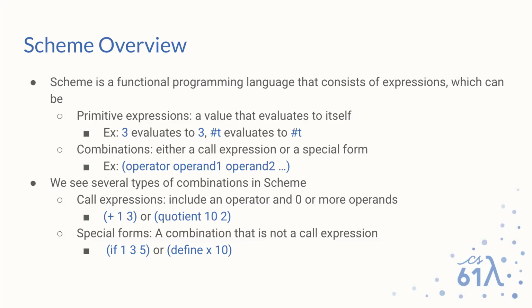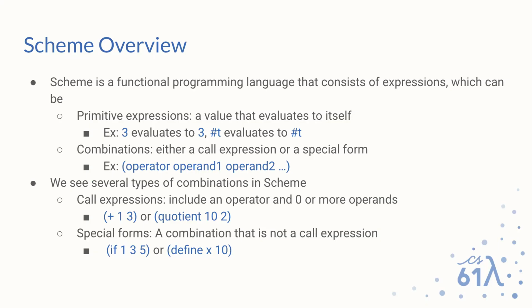So to start off with Scheme, Scheme is a functional programming language that's going to consist mostly of two different expression types. The first one of those is going to be our primitive expressions. With our primitive expressions, some examples are going to be like integers and truthy and falsy values. And the way you can think about that is that you can't really break them down into anything simpler. So if you were to evaluate like 3, for example, it would just return itself, which is 3.